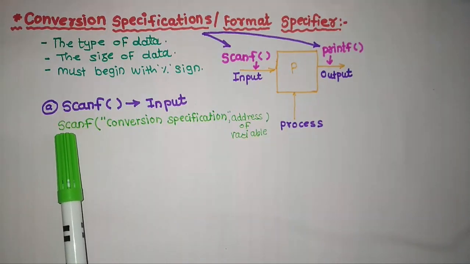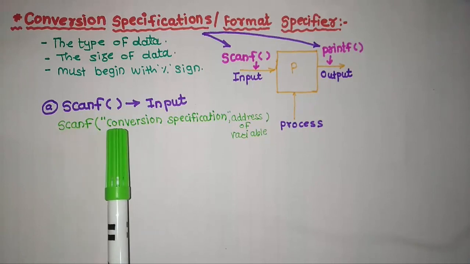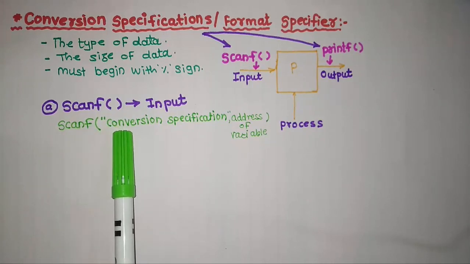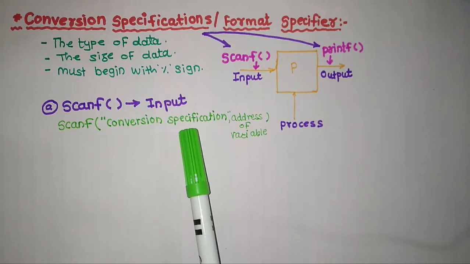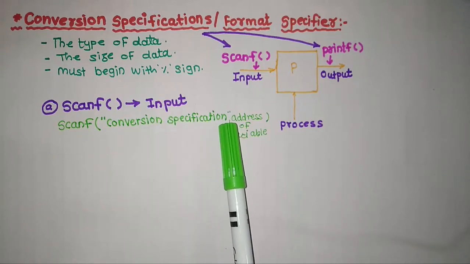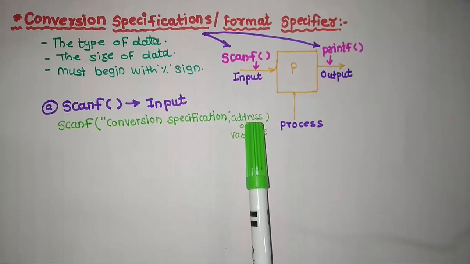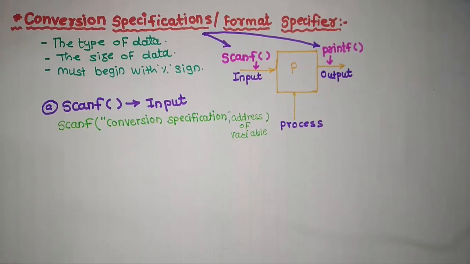In the scanf function, first scanf, inside a bracket in double quotes we have to mention a conversion specification, that is, the conversion specifier, then simply a comma followed by the address of the variable. So this is the syntax which is preferred for the scanf function.